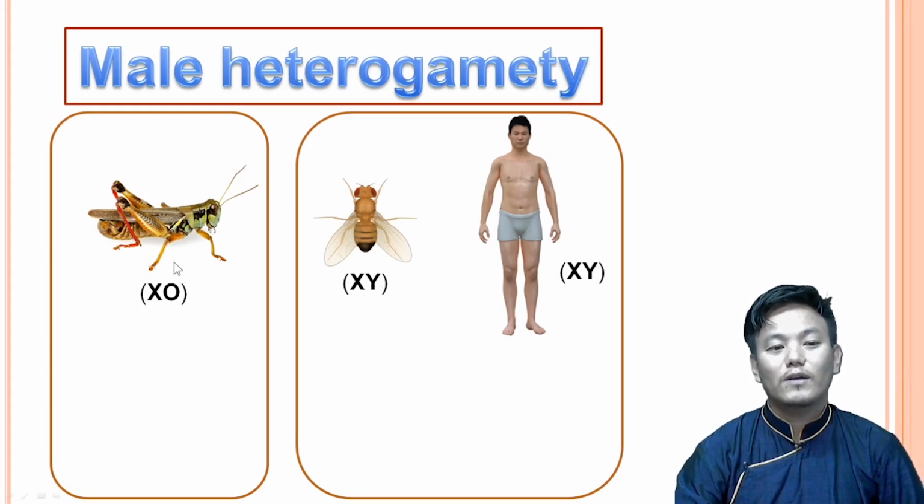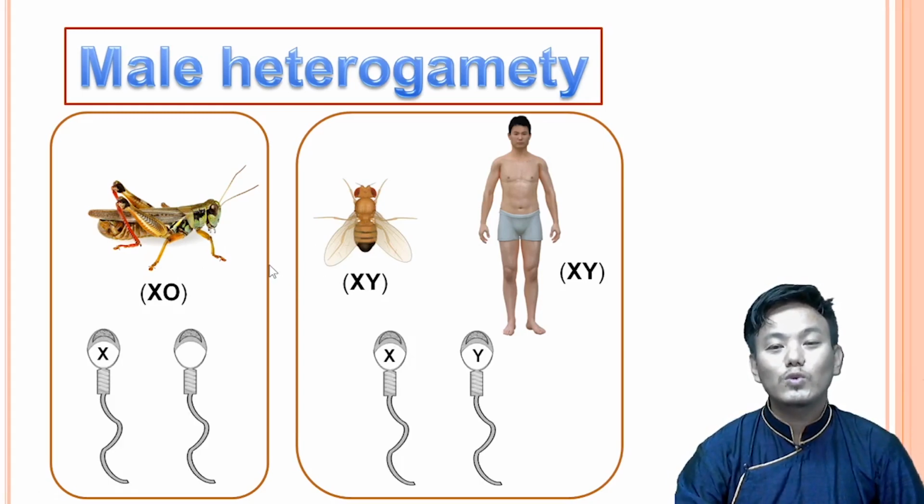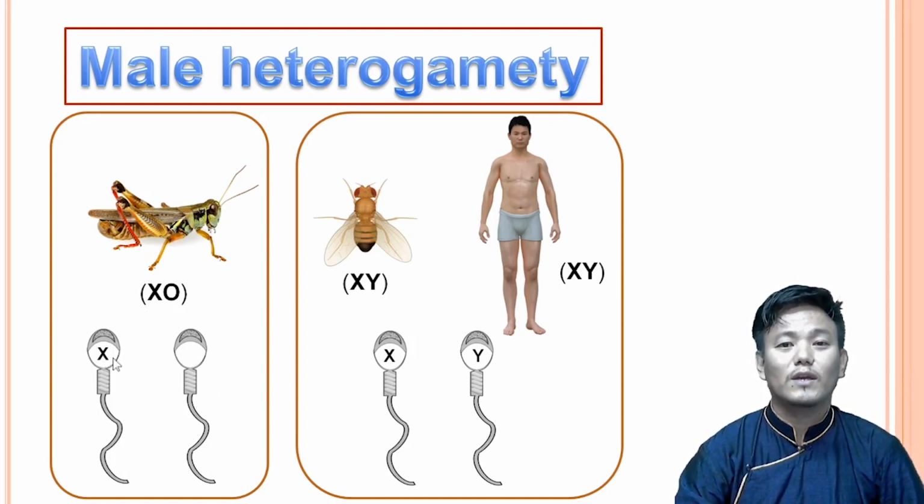Now, if they produce gametes, they will produce two types of gametes, let it be grasshopper, Drosophila, or human beings. They will always produce two types of gametes. Let's look over here. The grasshopper will also produce two types of gametes. Half of the gametes will carry the X chromosome, and half of the gametes will have no sex chromosome at all. So there are two types of sperms produced by the grasshopper.